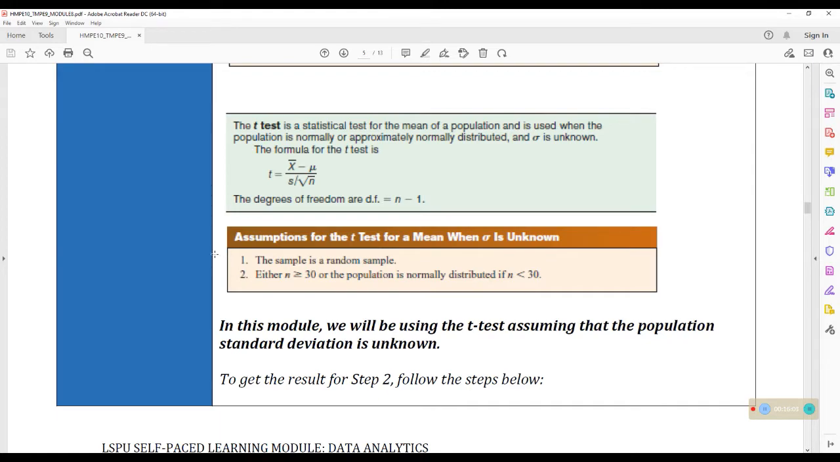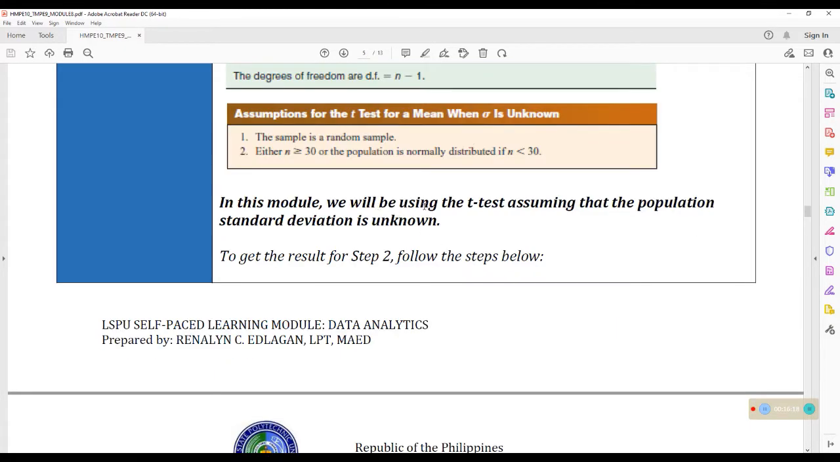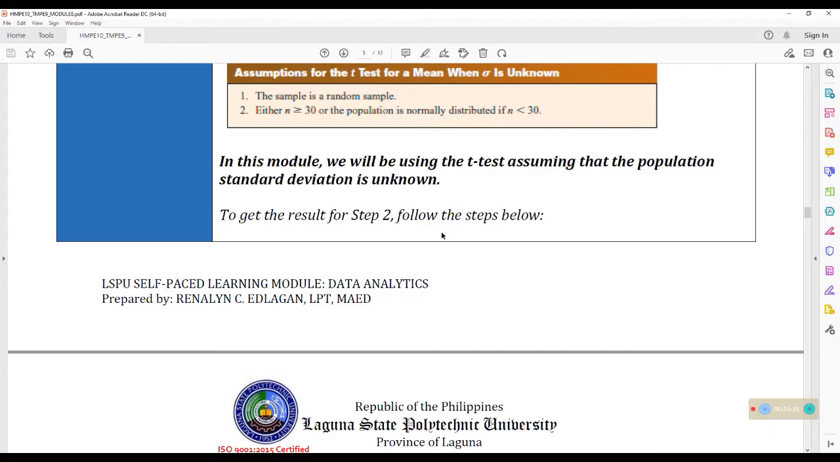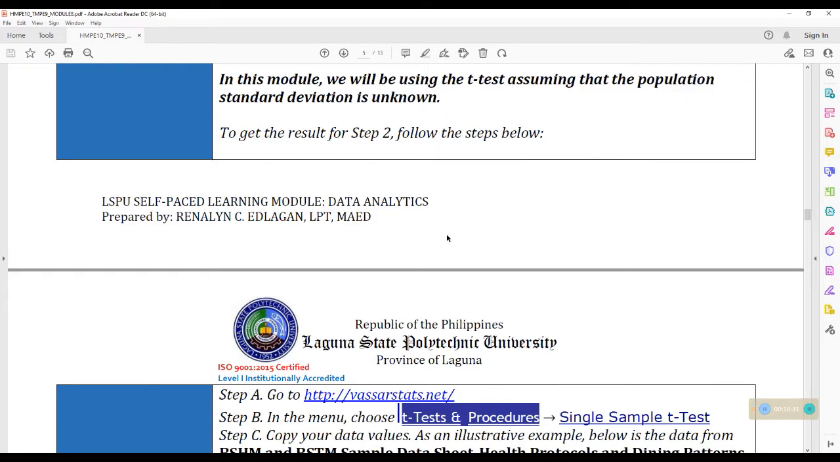Okay, assumption for the t-test for a mean when the standard deviation is unknown. The sample is a random sample. So either n is greater than or equal to 30 or the population is normally distributed if n is less than 30. Okay, in this module, we will be using the t-test assuming that the population standard deviation is unknown and the population is normally distributed. So to get the result for step 2, follow the steps below.